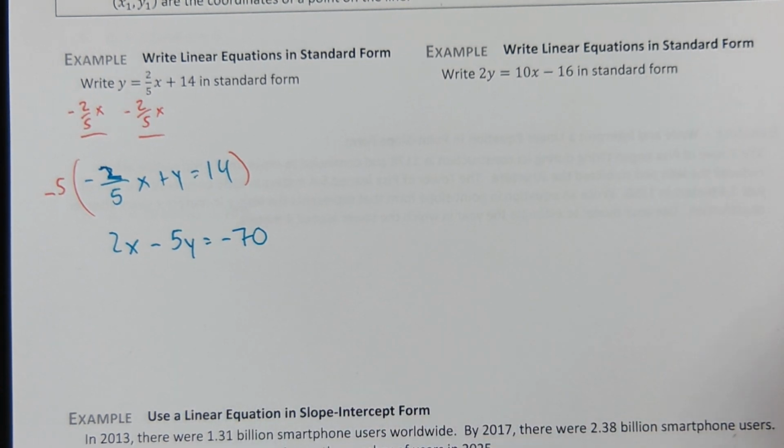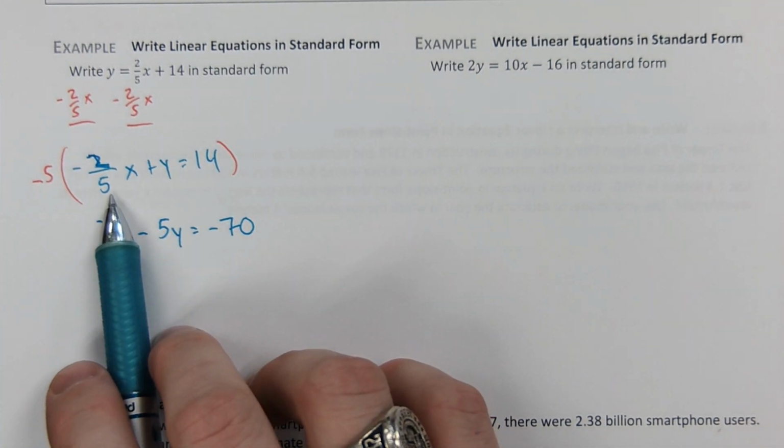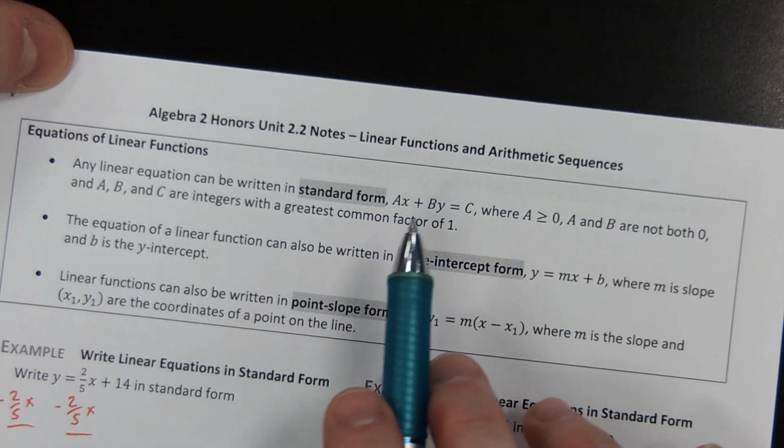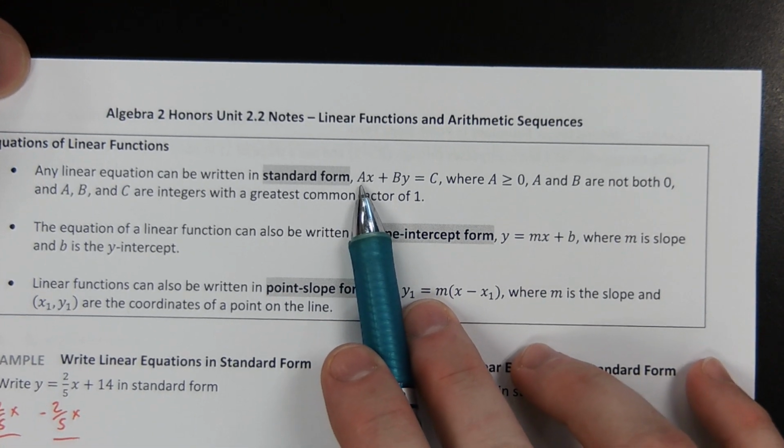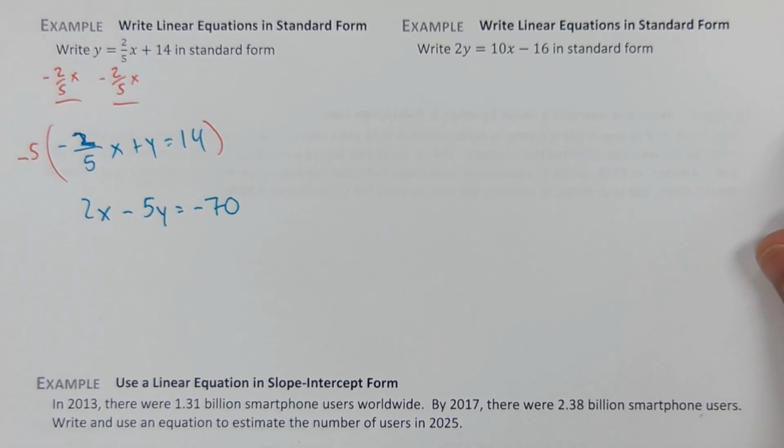Yes, Daniel? About the negative 5, didn't you say that there couldn't be any negatives? Not in the front. Oh, so A has to be positive. The B could be negative. B specifically has to be positive.